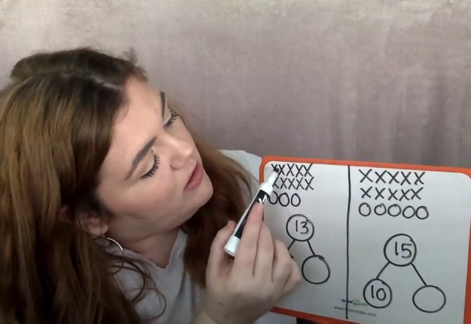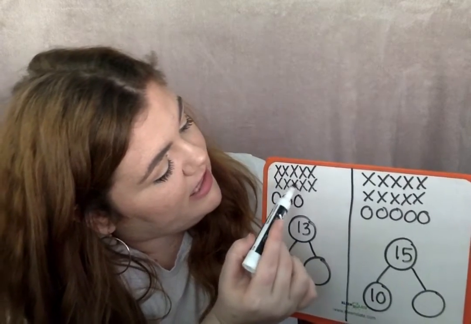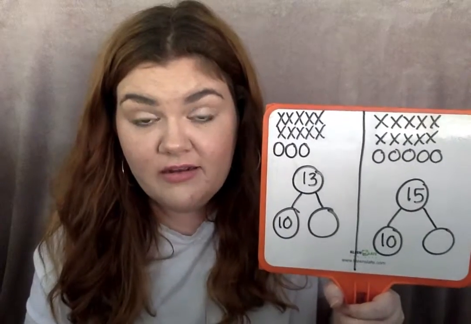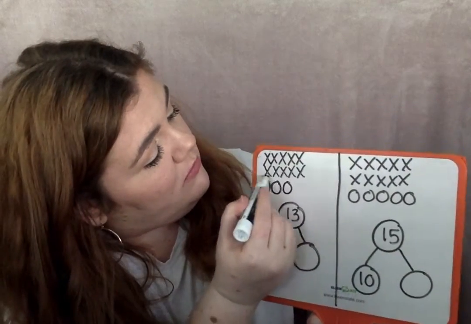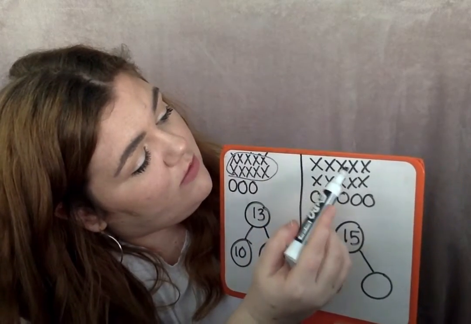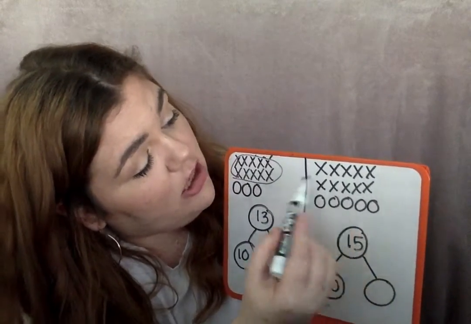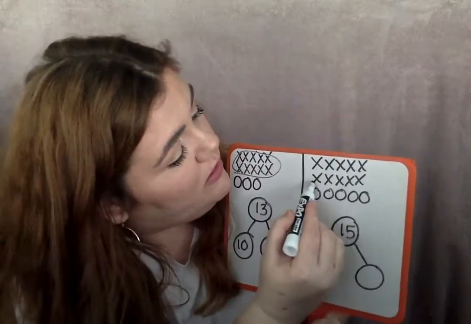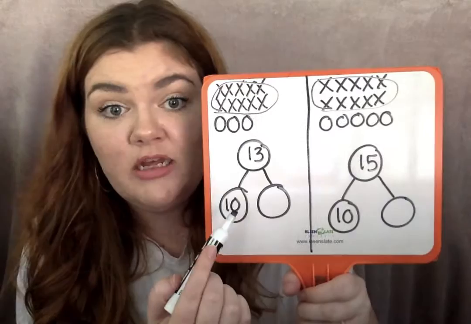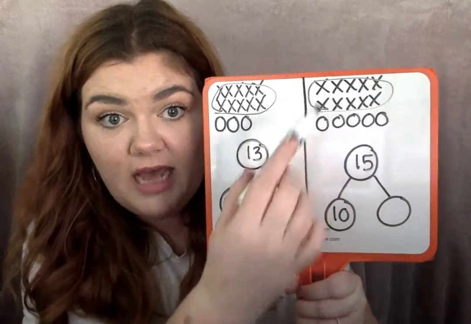Let's see. 1, 2, 3, 4, 5, 6, 7, 8, 9, 10. Oh, my X's make a 10. So should I circle that? Yeah, maybe that will be helpful. So I'm going to circle 10 there. Let me look at this one here. 1, 2, 3, 4, 5, 6, 7, 8, 9, 10. Oh, I found 10 there too. So I have my 10. So I have 10 and 10. So 10 matches that and 10 matches that.